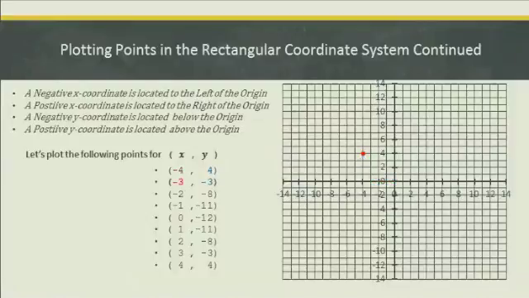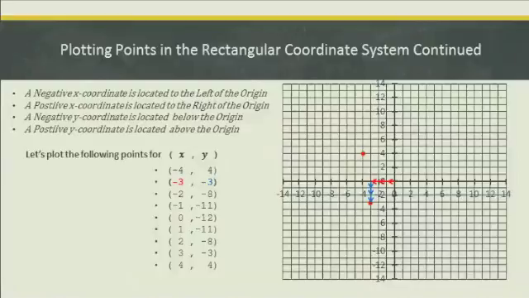The second point is negative 3 x and negative 3 y. So again, we have to start with our x value and we have to go to the left of the origin. So we're going to go 1, 2, 3. And now we have to go down because the y value is negative. So we're going to go negative 3 in this direction. 1, 2, 3. And this is where we place our second point.